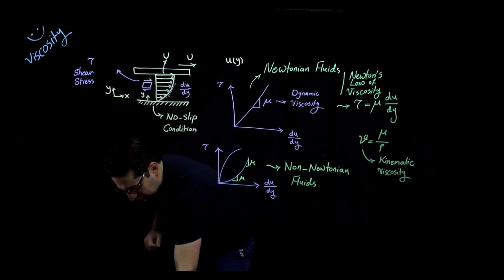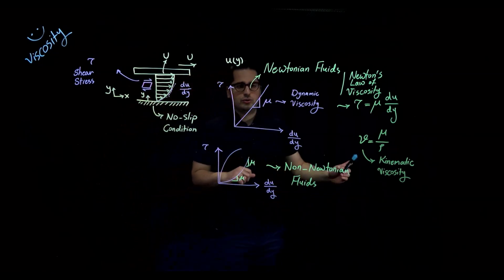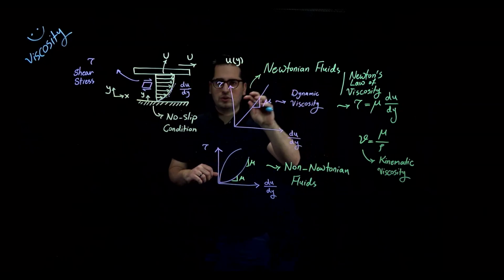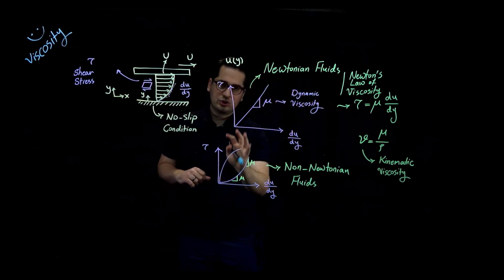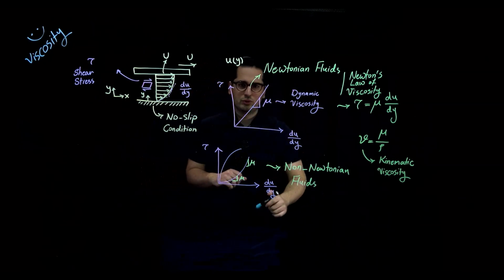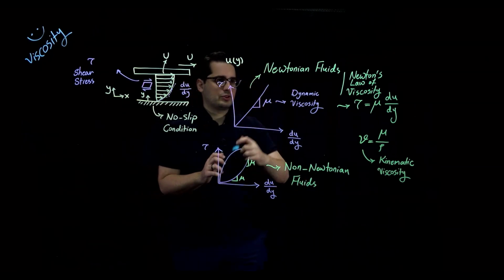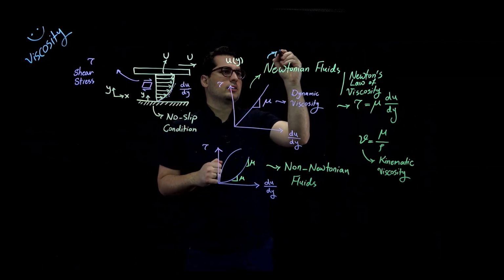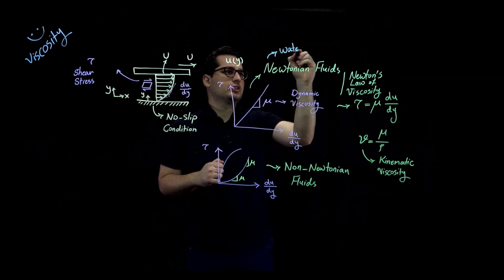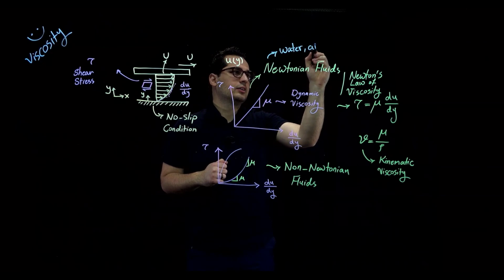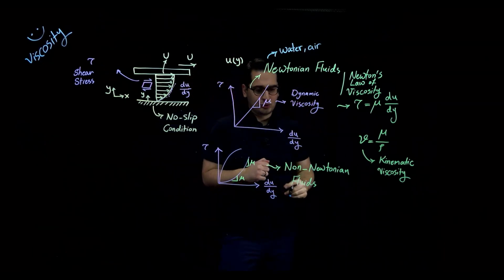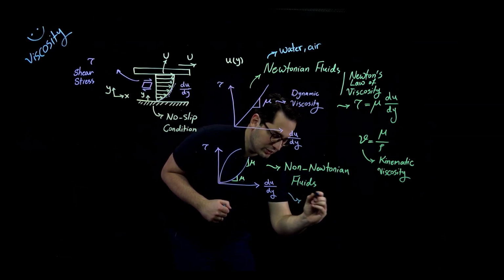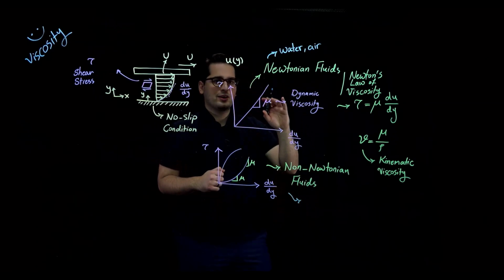Another question that you might have right now is, I told you that if this relationship is linear, we call these types of fluids Newtonian fluids, and if it's nonlinear, we call them non-Newtonian fluids. Can you give us an example? Absolutely. Water is a Newtonian fluid. Air is another Newtonian fluid. For non-Newtonian fluids, a very famous example is the mixture of cornstarch and water.